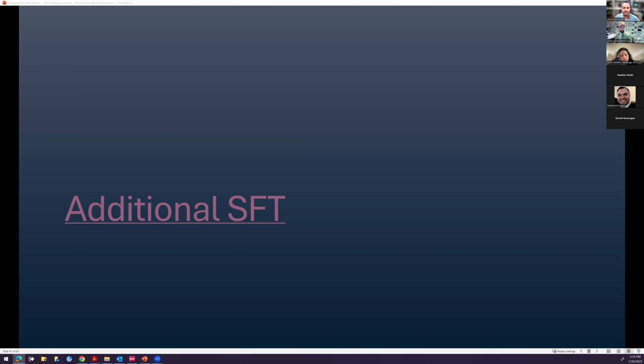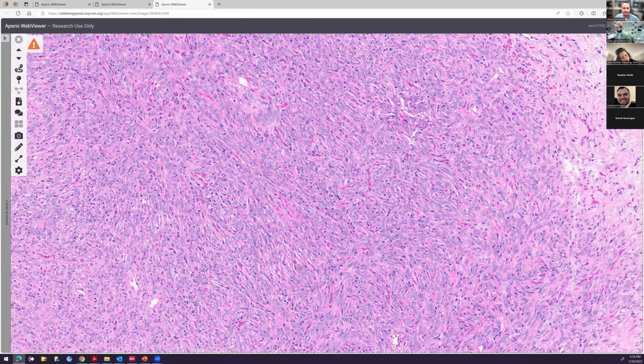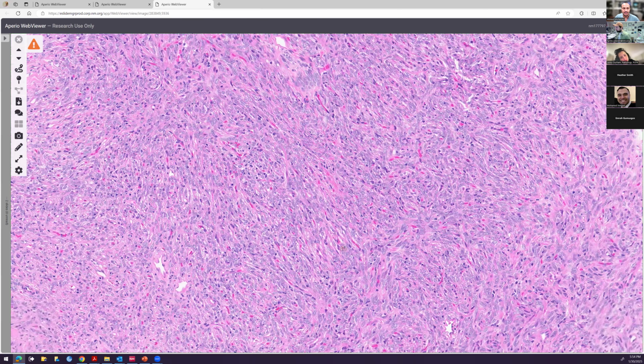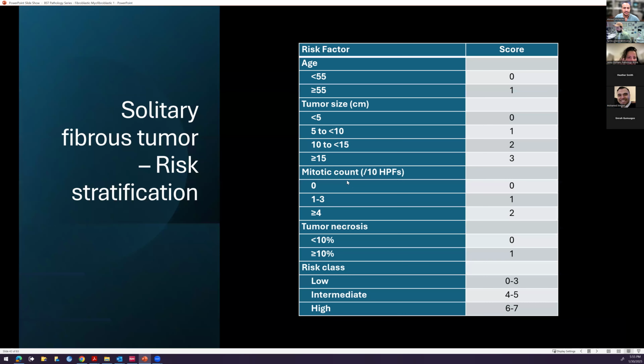Not this one. This is just showing you the more hemangiopericytoma-like pattern, where it has this more cellular appearance, right? And then I think, do I have... oh yeah, so cellular. I think I do have one later.